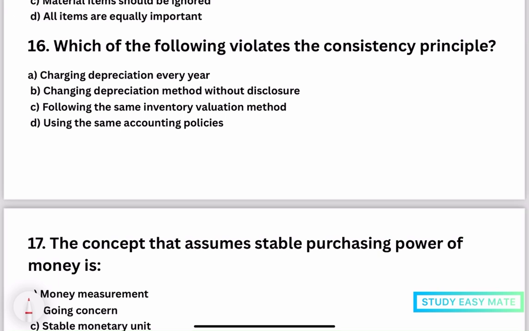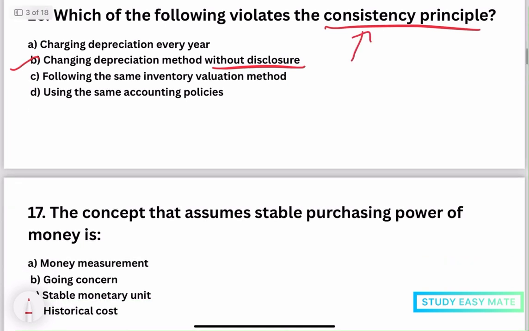So let's move on to the 16th question. Which of the following violates the consistency principle? Changing depreciation method without disclosure. Why? Because while businesses can change accounting methods when there are valid reasons, such changes must be disclosed along with their effects on financial statements. Consistent application of accounting methods ensures comparability over time. So, changing depreciation method without disclosure will definitely violate the consistency principle.